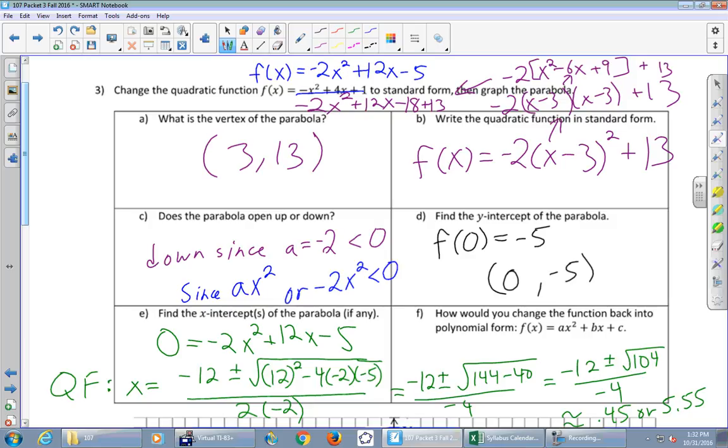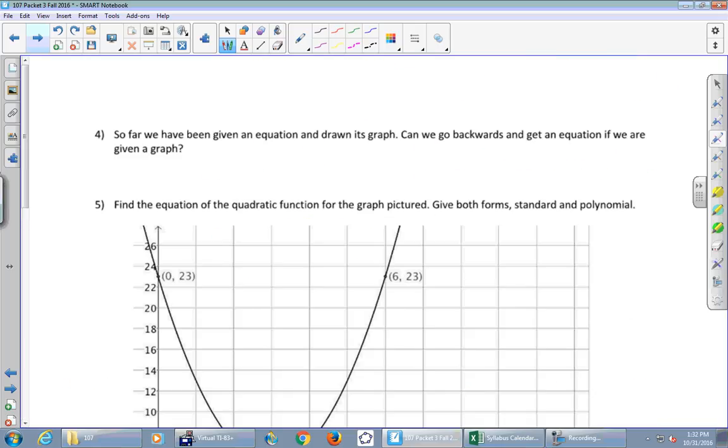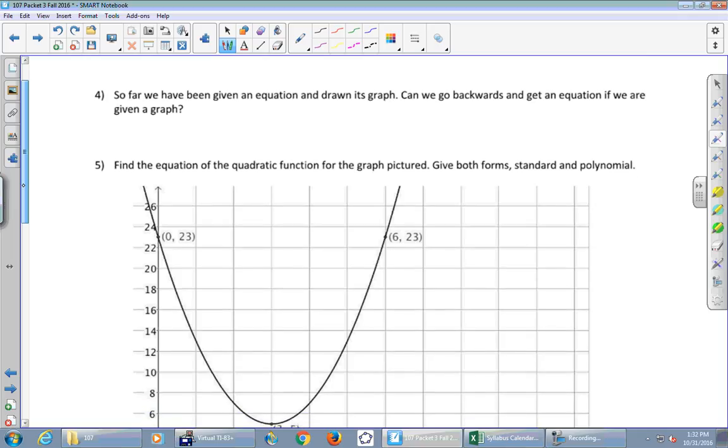The +13 is sitting at the end, so it's just copied up here. And then I got a, yeah, -18. Good. Okay, next page. I think this is the last part of the demo.